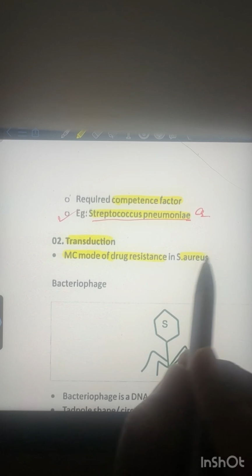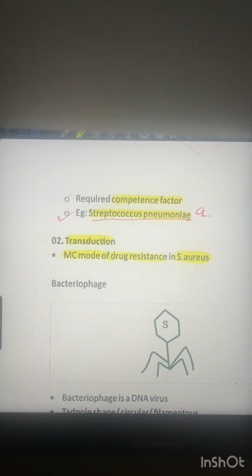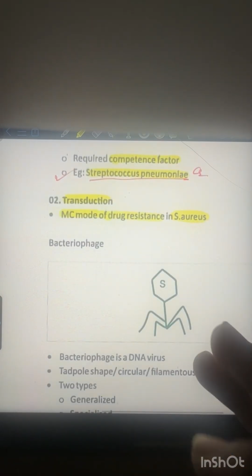I'm going to make a small table at the end of which bacteria have resistance via what. But for the time being, please note, for Staph aureus, the most common mode of getting drug resistance is transduction. You must have read in the bacteriology segment that for Staphylococcus aureus there is penicillin resistance, beta-lactam resistance. How does that resistance happen? That is happening most commonly by transduction.